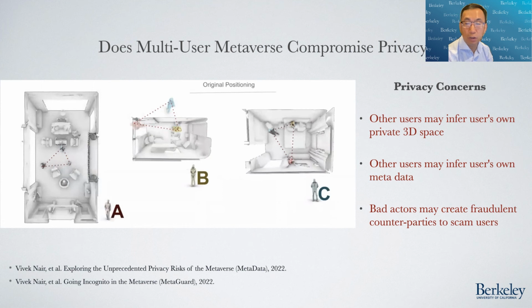about your very private information, about your room and about yourself in order to perform the optimal optimization. This will raise a lot of privacy concerns. For example, it has been shown that if a central entity holds the private information about a user and/or their spaces, other users may infer users' own private spaces. Other users may further infer a user's metadata. More dangerous is the case if bad actors get hold of such information, then they may create fraudulent counterparties to scam innocent users.